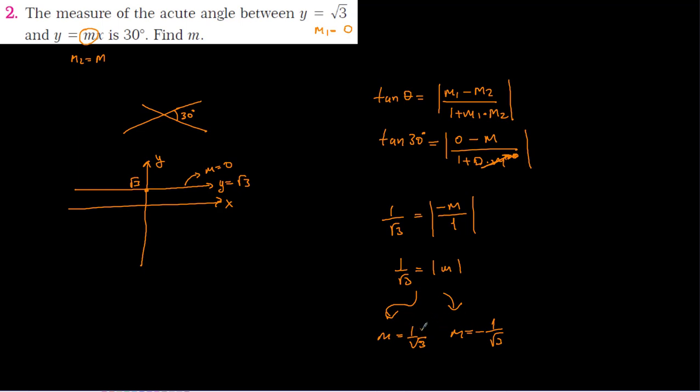One of them, if it is root 3 over 3, it's going to be like this, and the other one should be minus root 3 over 3. Then the line is mx, root 3 over 3 x, and minus root 3 over 3 x, I'm talking about. So both have the acute angle of 30 degrees in this case.